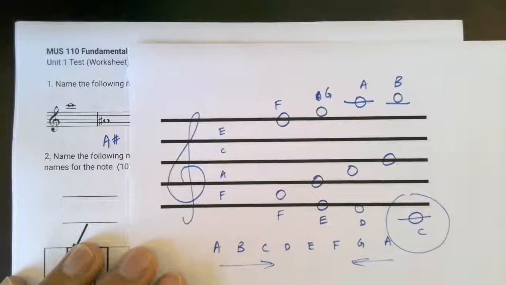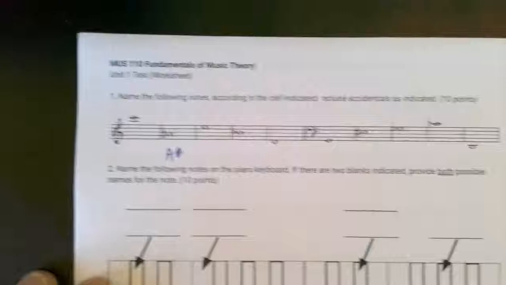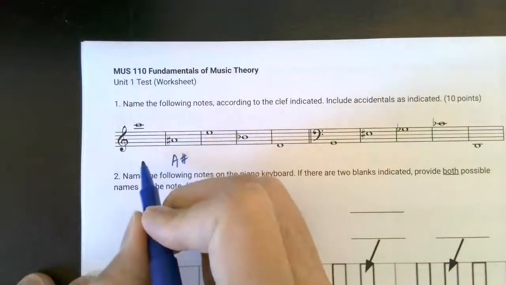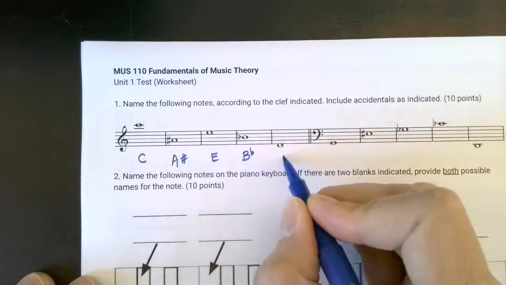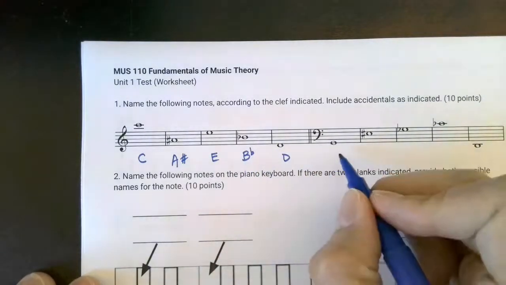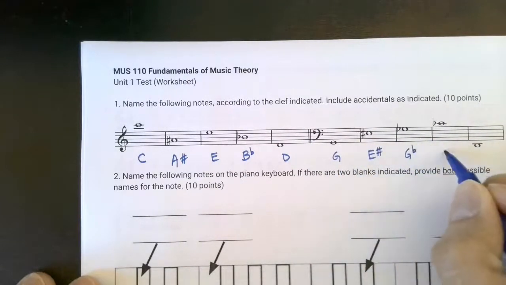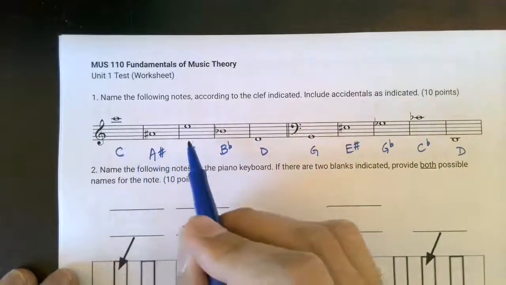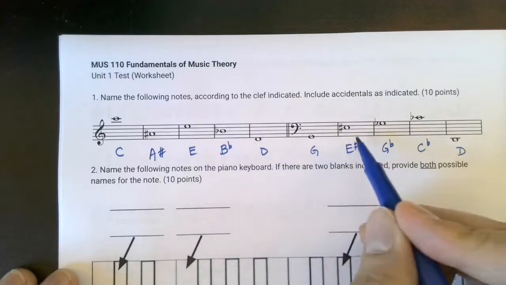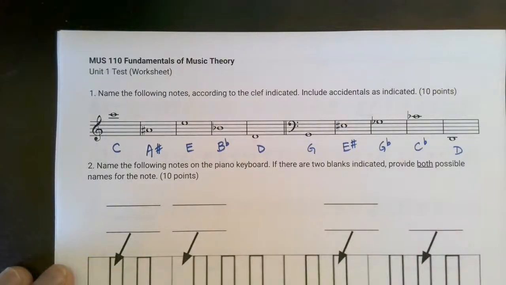And the same concept goes for the bass clef as well. So I'll just leave you to review. But essentially, this is going to be a C. This is an E. This is a B flat, and this is a D. This is a G. This is an E sharp. So G flat, C flat, and then D. Okay. C, A sharp, E, B flat, D, and then G, E sharp, G flat, C flat, and D. Okay. And I'll move on to the next video, in which we'll talk about the next part of the worksheet.